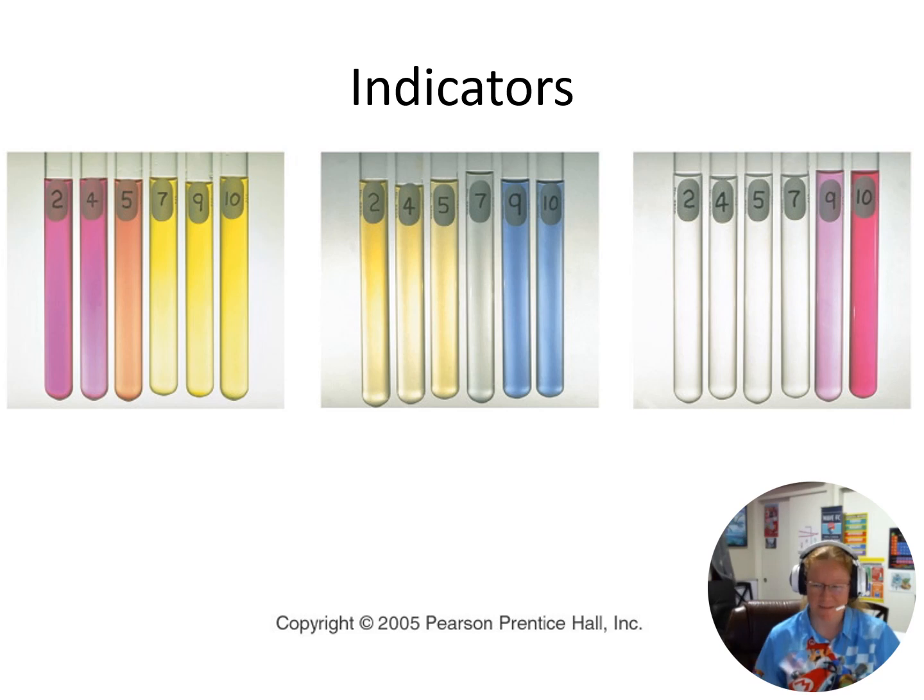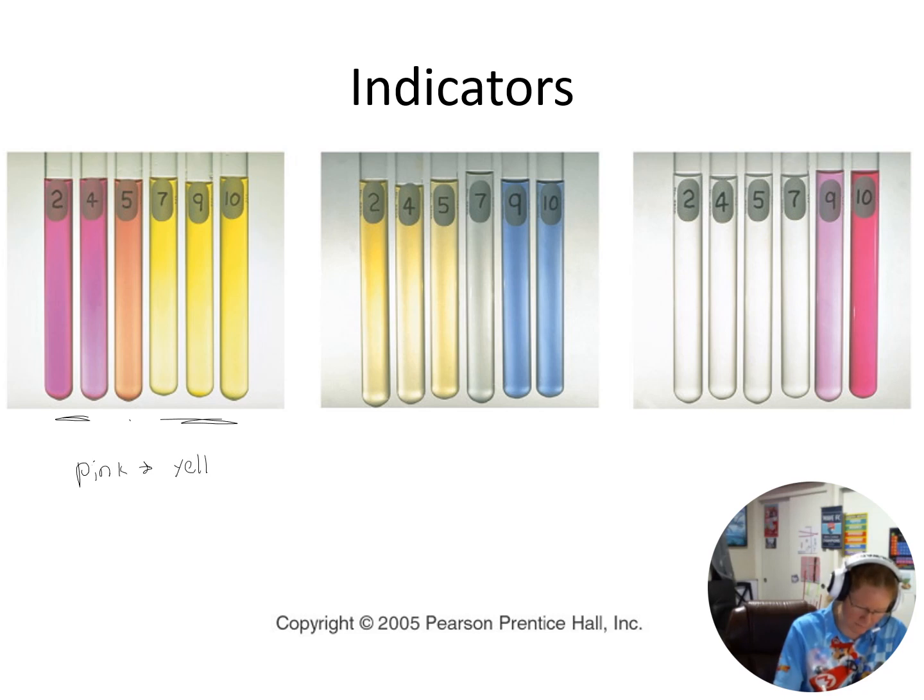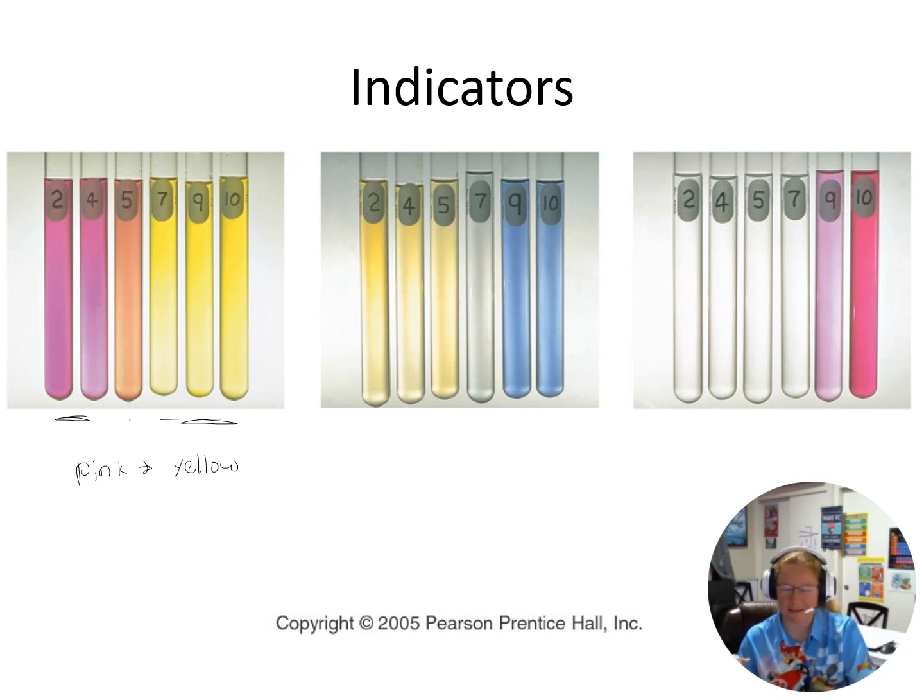If I look at this indicator here, I have a pink color, then an orange, and then yellow. So this indicator goes pink to yellow. As it's going from pink to yellow, I end up with a mixture of some pink molecules and some yellow molecules. It doesn't just all happen at once. So if I mix pink and yellow together, what color do I get? I get this mid color, this orange here. That's the halfway point between transitioning them.